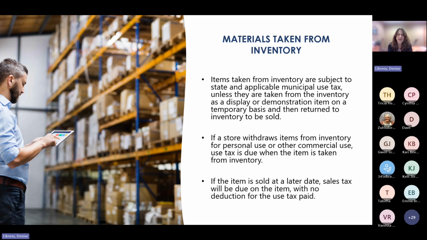Another example I had here: a grocery store gives food samples to their customers. The grocery store would owe use tax on the cost of the food given away. Now, some grocery stores will hire an outside person to actually do the samples, or that's how it was years ago. I used to work someplace that did that. And the outside business would actually pay tax on those samples, the product, so when they sold it or gave it away, tax was already paid on that product.